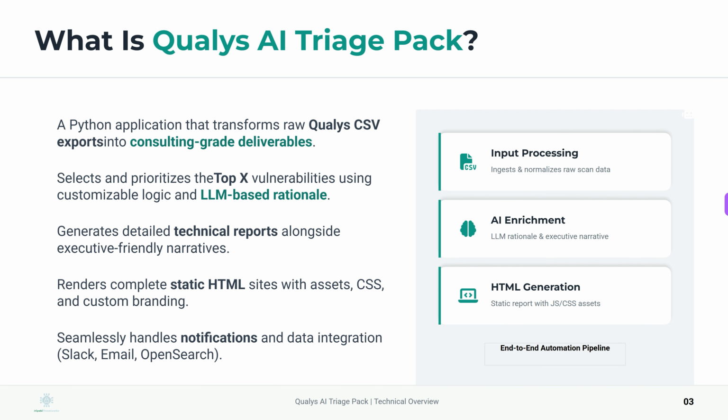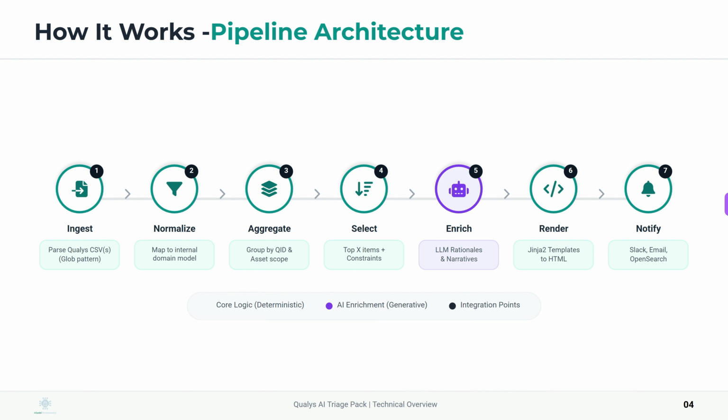scale. Now let me break down the pipeline architecture, because this is where the pack stops being a report generator and becomes a repeatable triage system. Step 1 is ingest. The pack starts by parsing one or many Qualys CSV exports using a simple glob pattern. That means you can point it to a folder of exports, weekly scans, multiple asset groups, multiple business units, and it will ingest everything in a single run without manual merging or spreadsheet work.